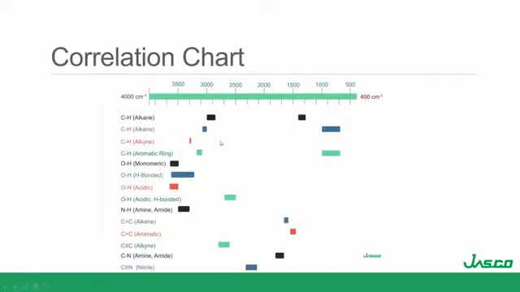And you can actually look at a spectrum and decide which modes are which by looking at a correlation table. This has many of the different types of bonds and the range where they occur. For example, CH bonds for an alkane are lower energy than an alkene, which is lower energy than an alkyne. So you can use this correlation chart to help understand a spectrum.